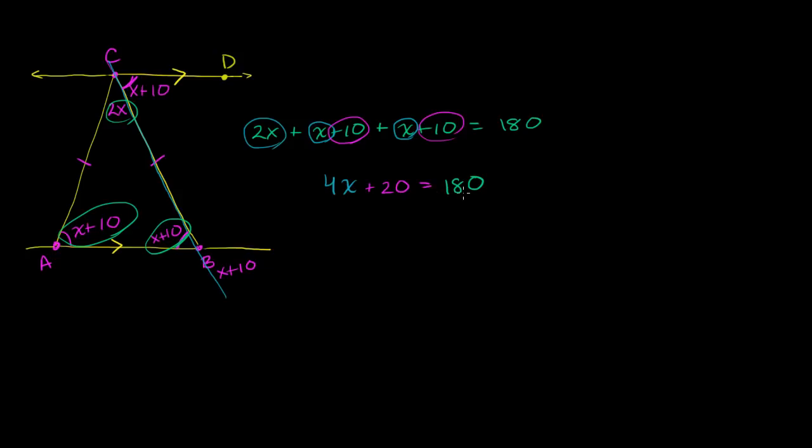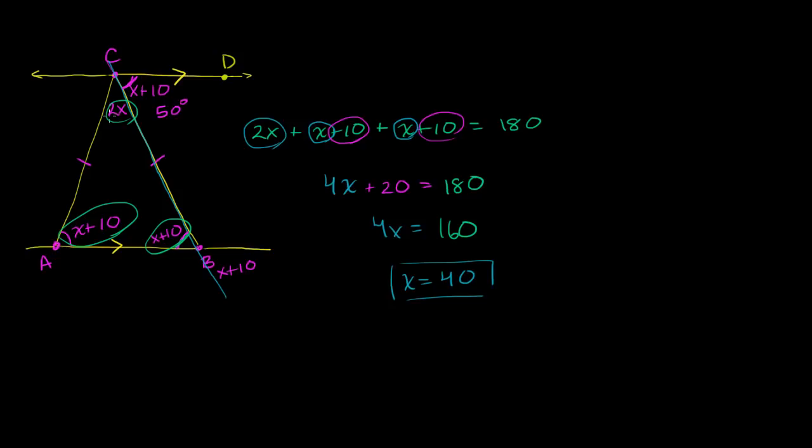And we can subtract 20 from both sides of that. And we get 4x is equal to 160. Divide both sides by 4. And we get x is equal to 40. And we're done. We figured out what x is, and then we can actually figure out what these angles are. If this is x plus 10, then you have 40 plus 10. This right over here is going to be a 50-degree angle.